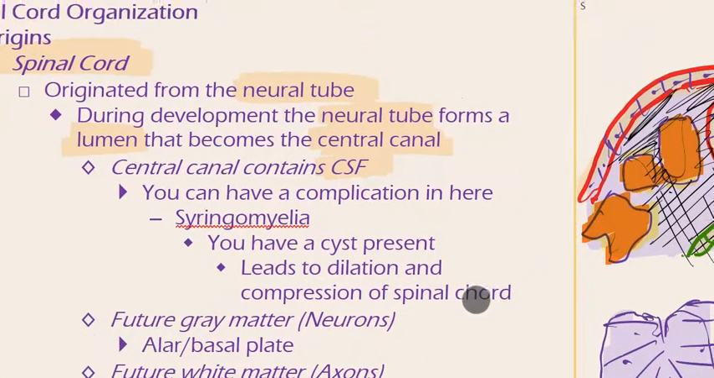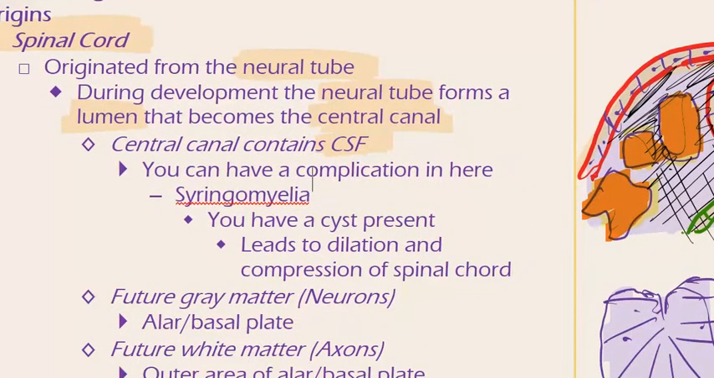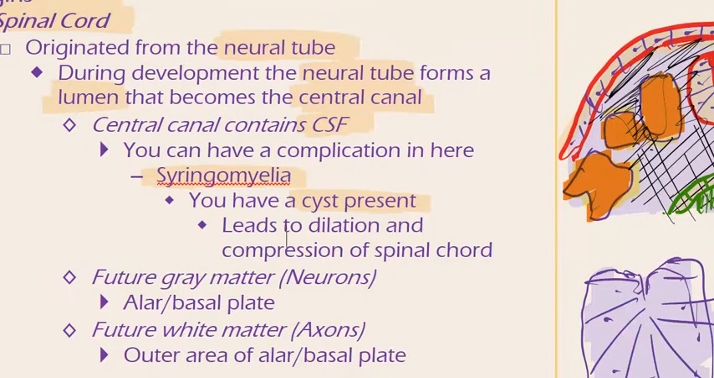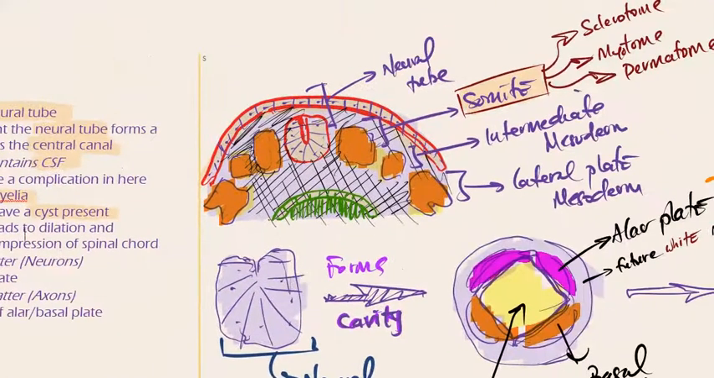It turns out that within that central canal, you can have a complication known as syringomyelia. Syringomyelia is basically where you have a cyst that grows within that canal, and as the cyst grows, it causes the canal to get bigger, and then it compresses the neurons inside your spinal cord, and that could lead to sensory loss and things like that.